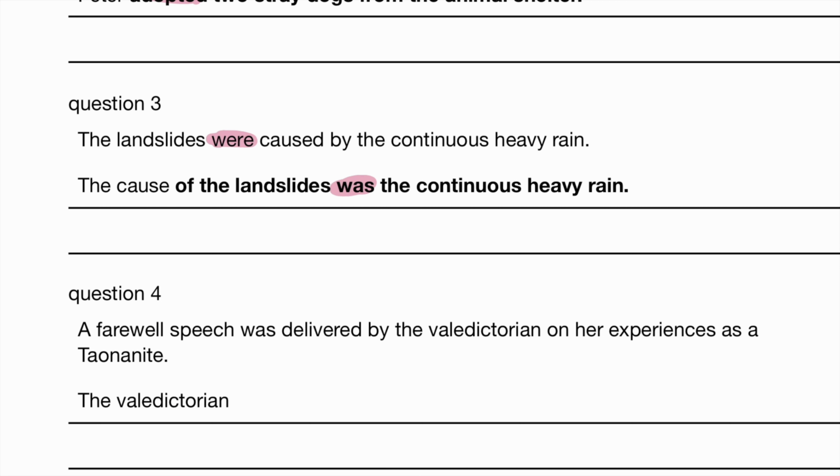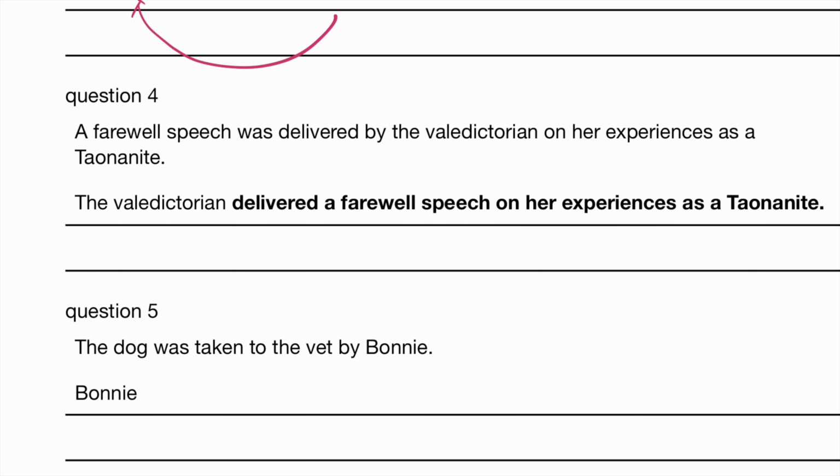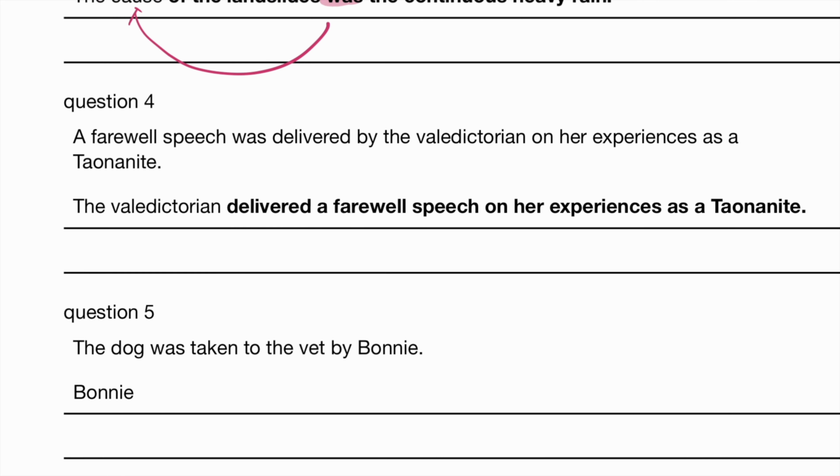But why was? Why singular? Well, first, landslides is plural, so were, sure. But the cause is actually singular. Therefore, we cannot use were. We have to use was. A farewell speech was delivered by the valedictorian on her experiences as a Townernite. The valedictorian delivered, in past tense, a farewell speech on her experiences as a Townernite.